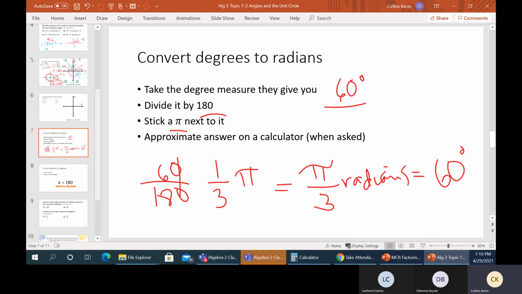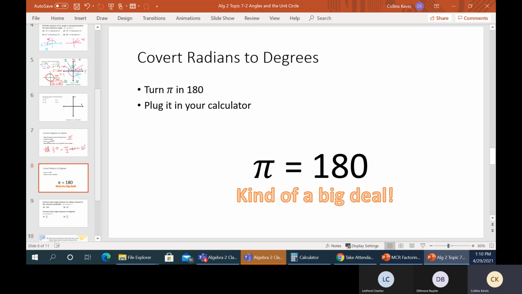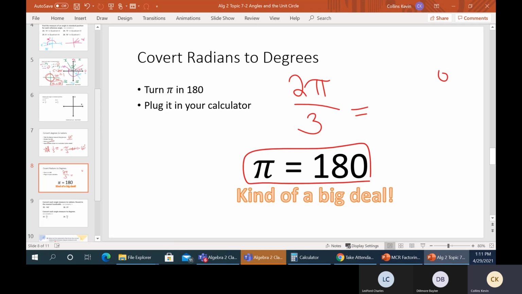Now, if you go from radians to degrees, that's even easier. So it says turn pi into 180. And once again, pi equals 180. Kind of a big deal. Too subtle? And then plug it into your calculator. Again, if we had something like, let's make a fancy one this time. 2 pi over 3. Okay, what does that equal in degrees? Pi equals 180. So this would be 2 times 180 divided by 3.